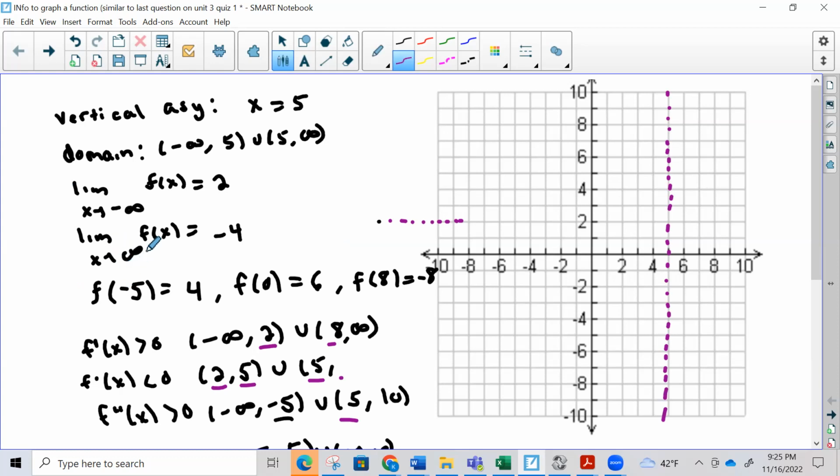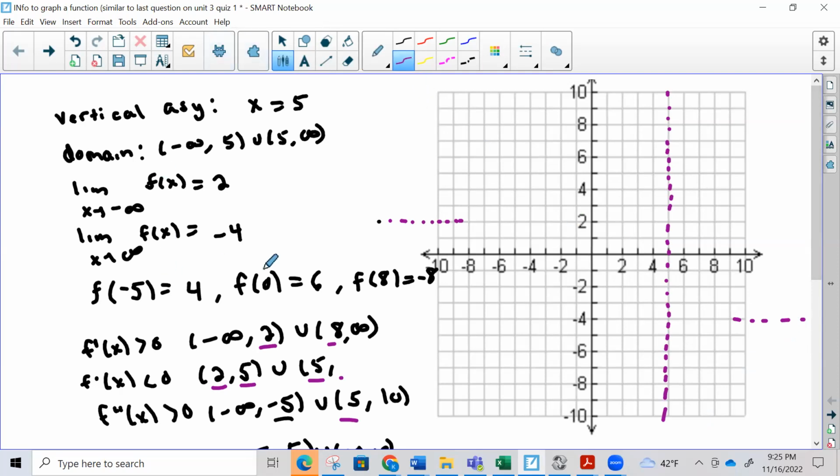The limit as x approaches infinity of f of x equals -4 is the same idea, but as x goes to positive infinity, my y value is going to go to -4. And so again, my curve is either going to be above this or below it and approach this y value.